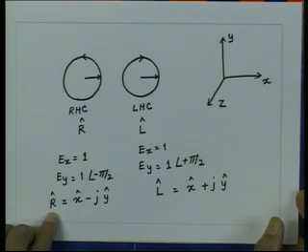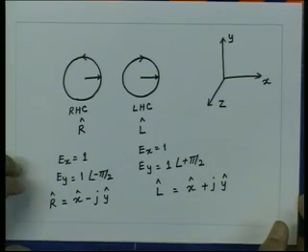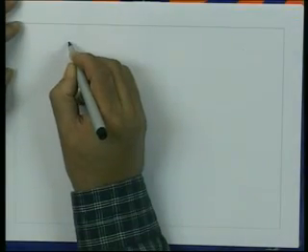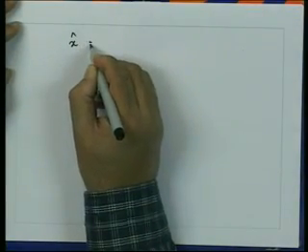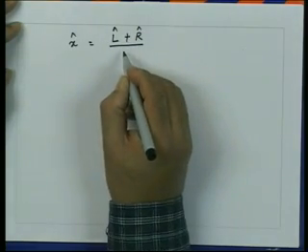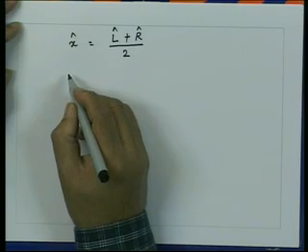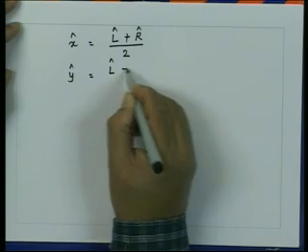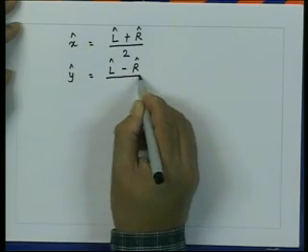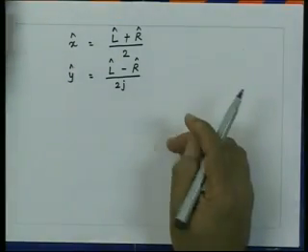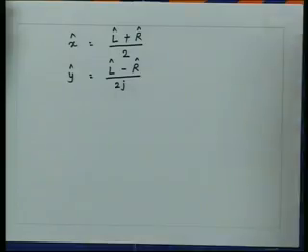Now, essentially we have represented the unit right handed and left handed vectors in terms of the unit x and y vectors. By solving these two, we can get the x unit vector, which is L plus r upon 2, and the y unit vector, which is equal to L minus r upon 2j.